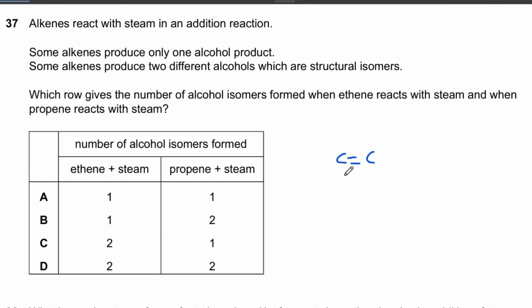But for propene, propene contains 3 carbon atoms. So the alcohol functional group can be on this carbon, so it can be propan-1-ol, or it can be on this carbon and then it becomes propan-2-ol, making the number of isomers 2. So therefore, our answer is option B, 1 and 2.